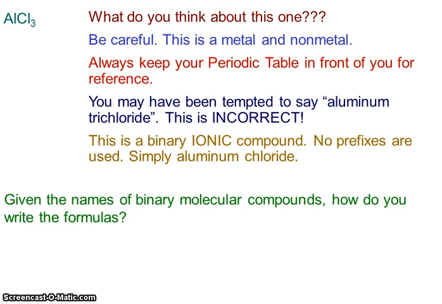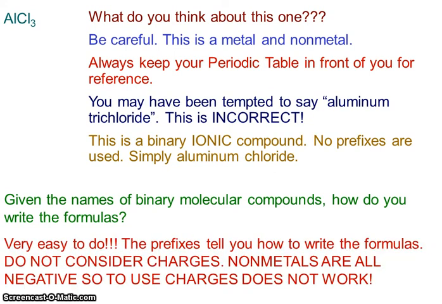If I have the names of two binary molecular compounds, how can I write the formulas for them? So we've talked about how to name them. How do we go the other way? Well, it's really easy, actually. All we do to write the formulas is not worry about charges, number one, because they don't have any. They're all nonmetals. What we're going to do is just translate those prefixes back into subscripts, and it'll be super easy.